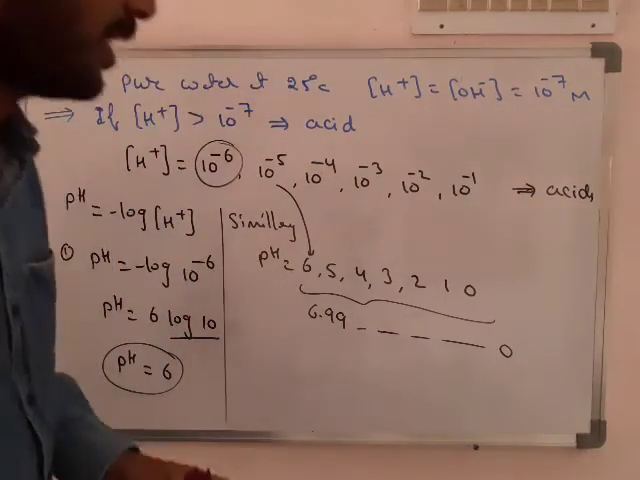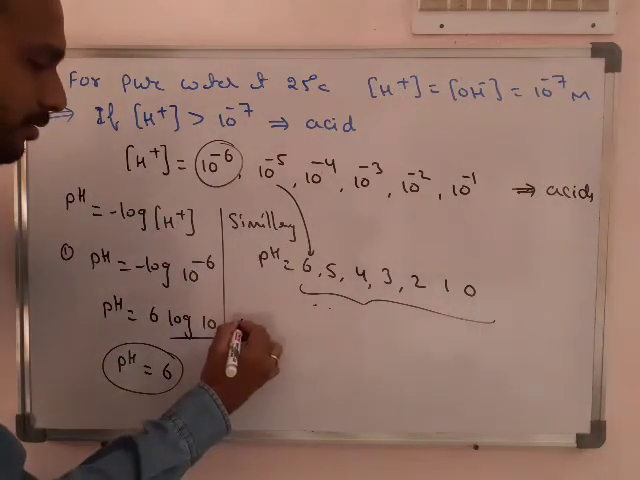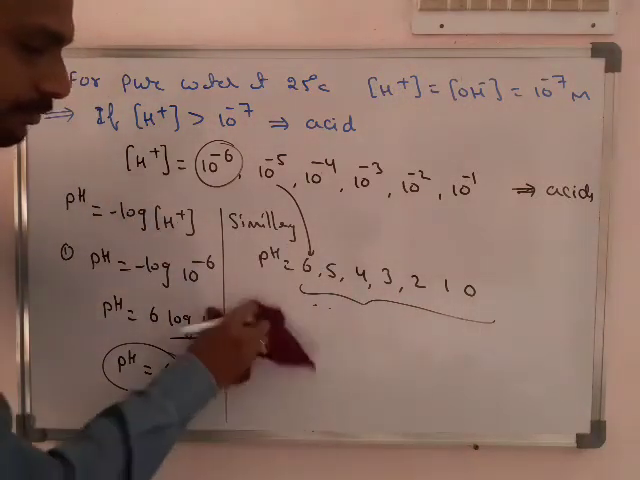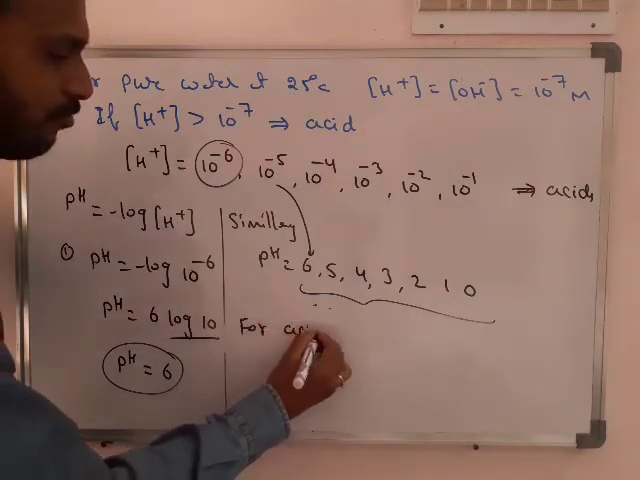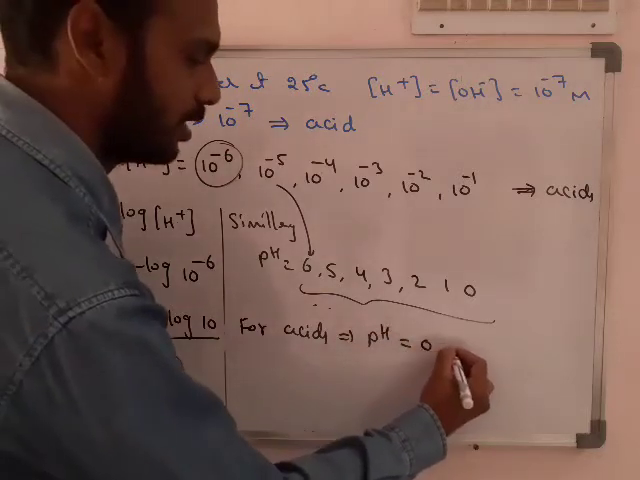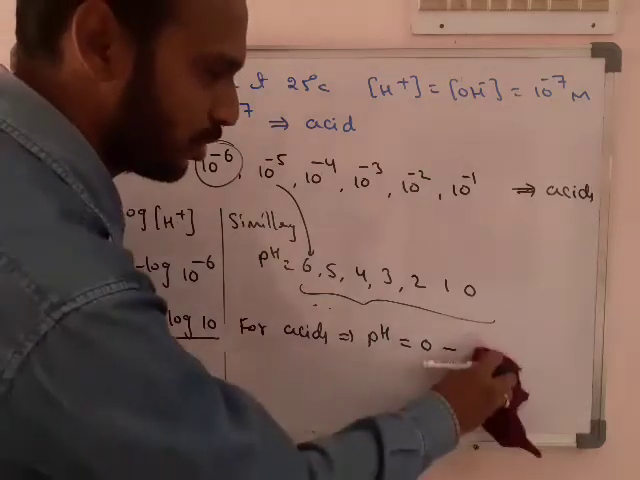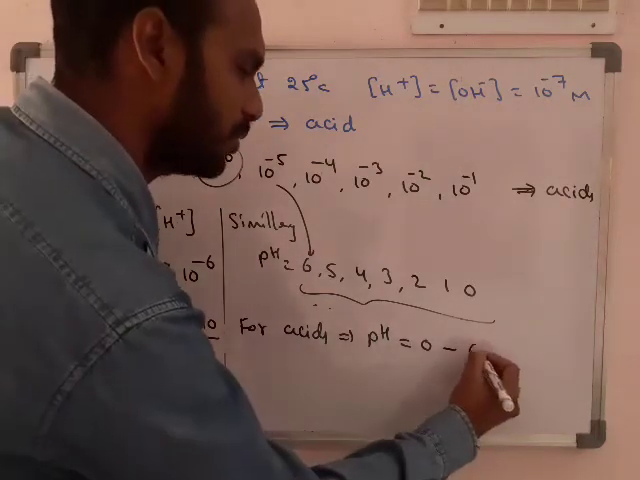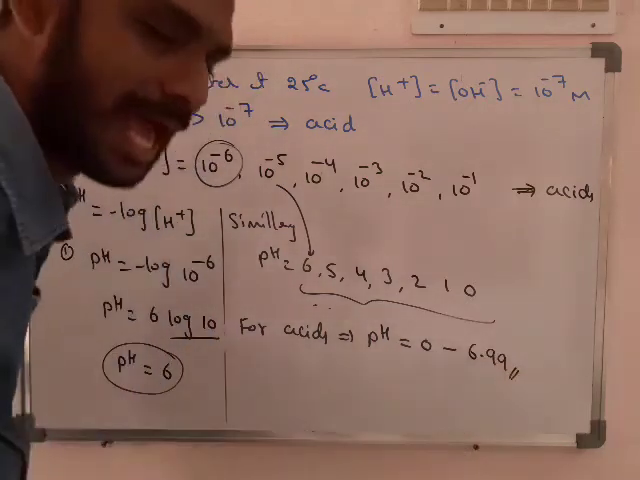Now we can write a general statement that for acids pH is 0 to 7. 7 is not possible, so you can say 0 to 6.99. All these come under acids.